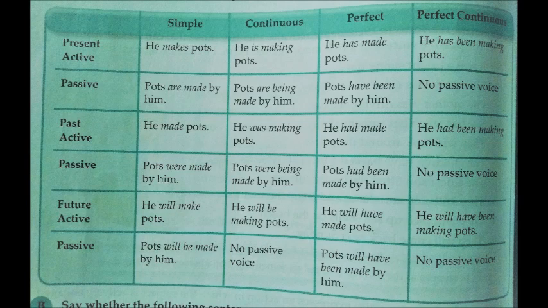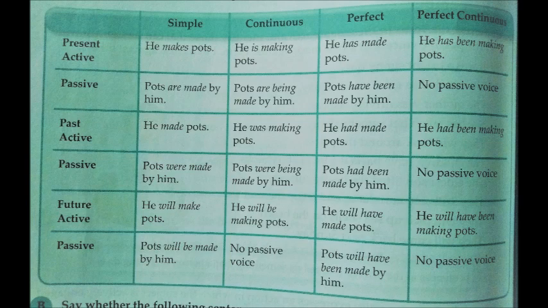The active sentence of present continuous tense is: he is making pots. In passive voice, it will become: pots are being made by him. The active sentence of present perfect tense is: he has made pots. The passive sentence of present perfect tense will become: pots have been made by him. For perfect continuous tense, we have all the active sentences, but we do not have passive voice.